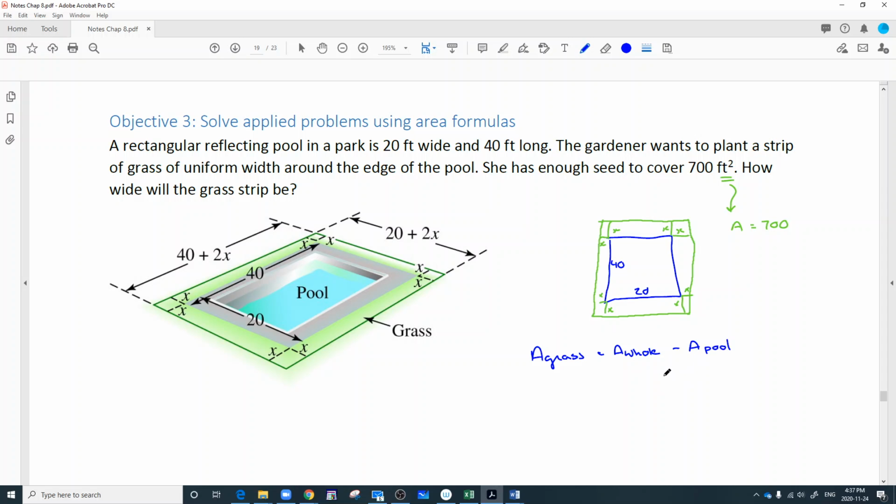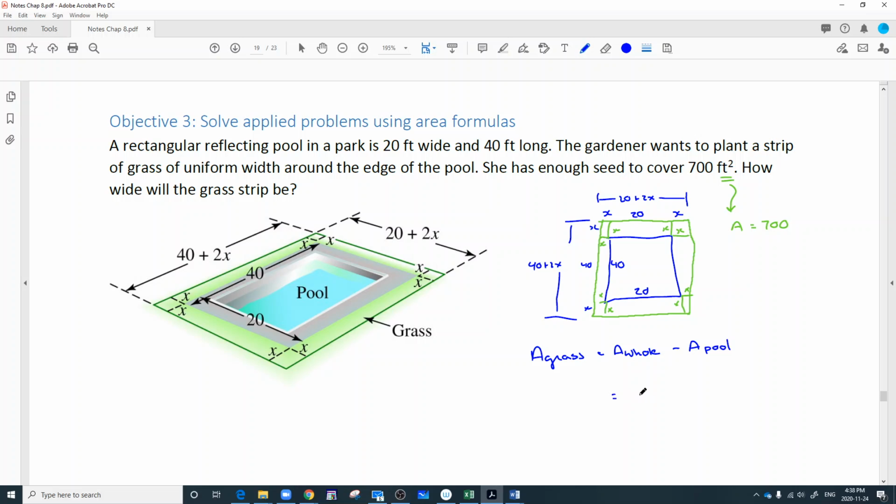So let's see if we can come up with an equation for the area of the whole. Well, the area of the whole is going to be this whole length here. So it's going to be the 20, and then it's got an x and an x. So this whole length would be 20 plus 2x. That would be the width. The length would be 40, and then an x and an x. So this whole length here would be 40 plus the 2x. And then the inner pool is 40 by 20.